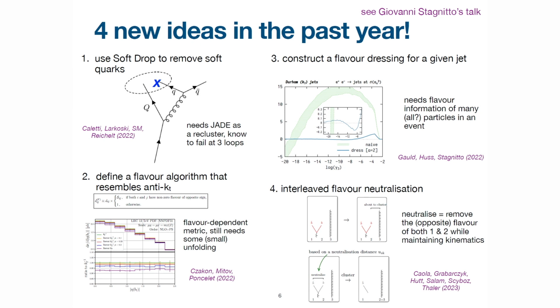And so people tried to improve on this solution, which was proposed in 2006, by essentially defining algorithms which are IRC safe, at least to some order in perturbation theory, and which have exact anti-KT kinematics, or mimic anti-KT in a good way, so that you minimize the unfolding to anti-KT jets, or which use some technique to remove sensitivity to soft physics. As I said, Giovanni will discuss this in more detail, so I'm just going to brush over them.